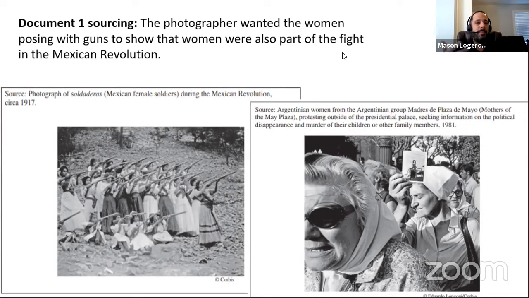So you can still see the purpose of the photographer. It's not just a picture of women standing there holding guns. They are holding those guns and they are aiming them and they are ready to use them to fight in this revolution.